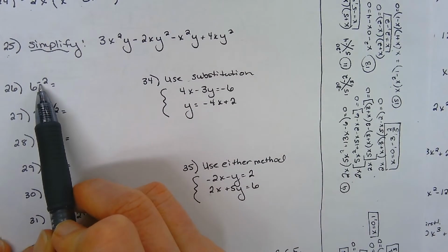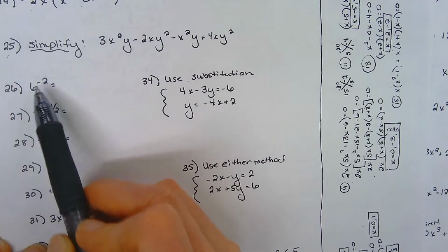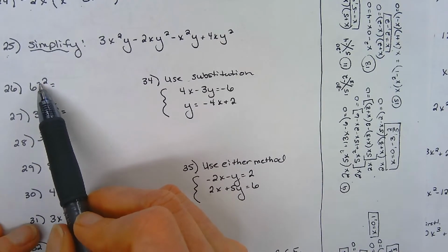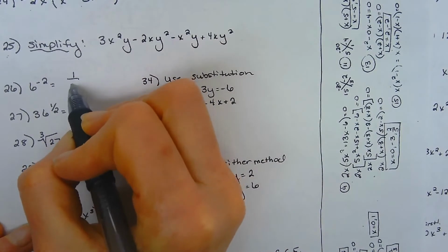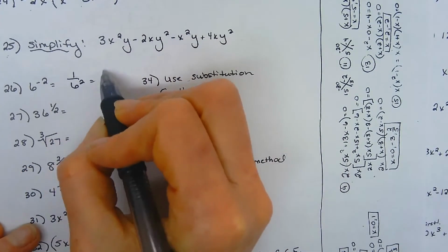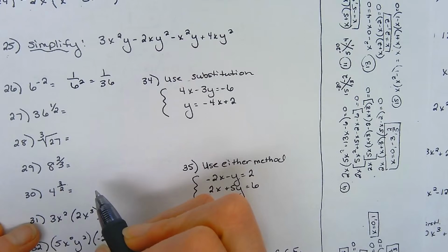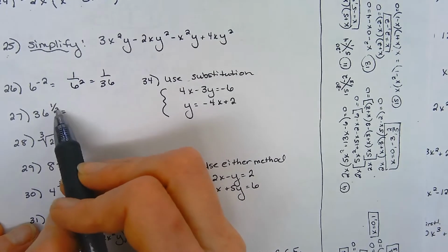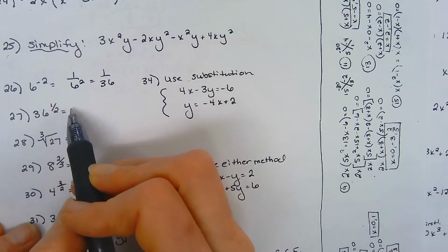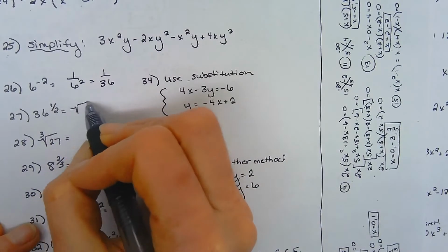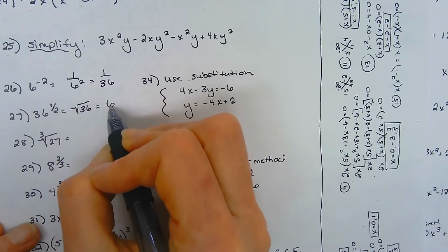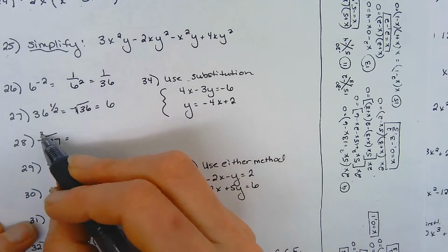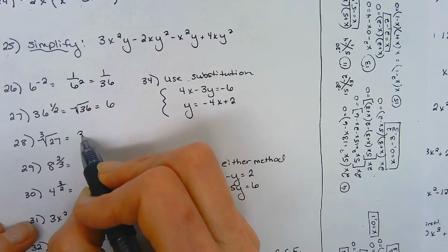This -2 reminds us not to make this negative, no. It tells us to move the 6 into the denominator and square it. This fractional exponent, remember, it tells us to take a root, the square root of 36. That's 6. The cubed root of 27 is 3.